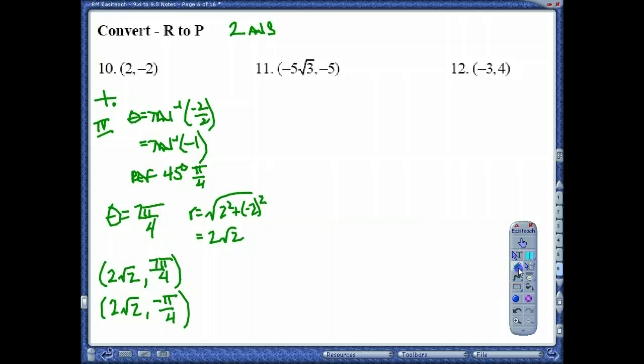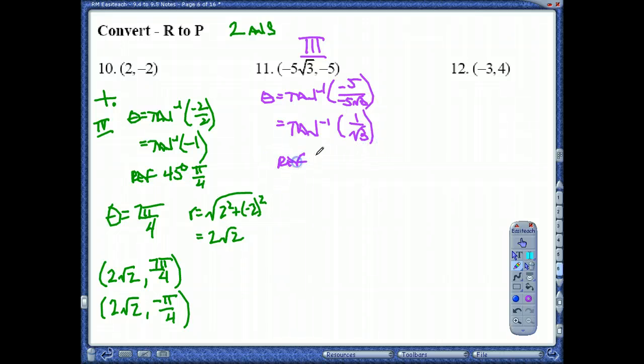Okay, so number 11. I know I'm negative and negative, so I'm in quadrant 3. So when I go to find theta, I'm going to have inverse tangent of negative 5 over negative 5 square root of 3. If I simplify that, I'm going to have 1 over square root of 3. Which reference angle has a tangent of 1 over square root of 3? If you said 30, you are correct. Remember, that's pi over 6. Okay, so I need the angle that's in the 3rd quadrant. So our theta is 7 pi over 6.